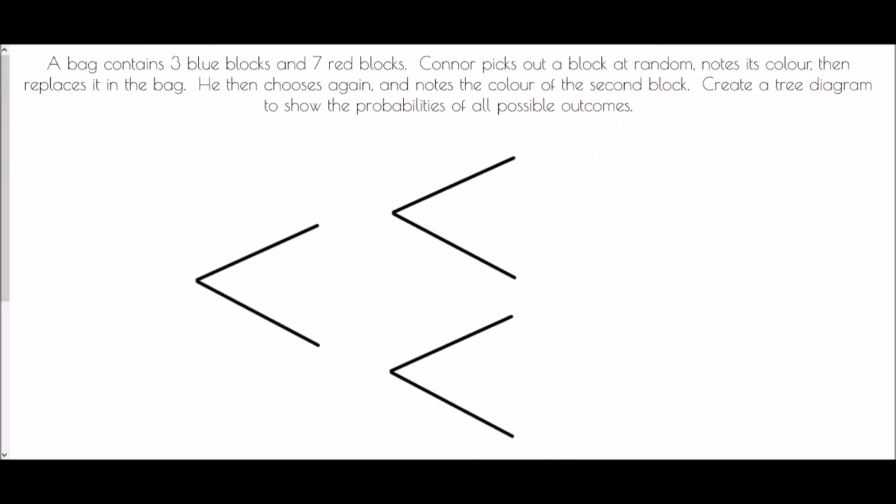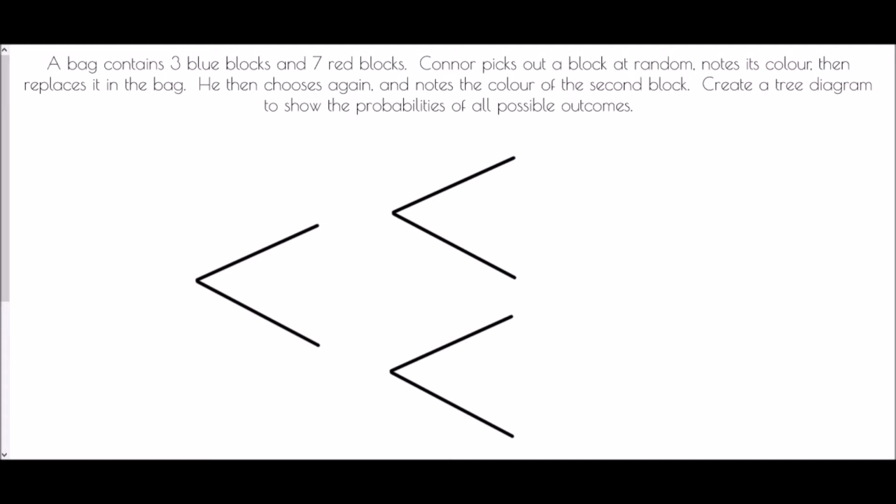So we begin with a bag that contains 3 blue blocks and 7 red blocks. Connor picks out a block at random, notes its colour, then replaces it in the bag. He then chooses again and notes the colour of the second block. Create a tree diagram to show the probabilities of all possible outcomes.